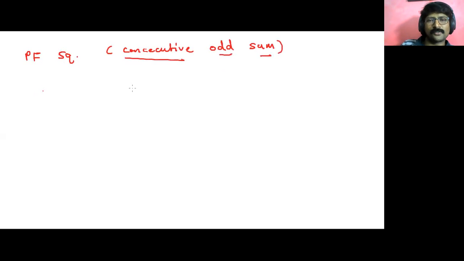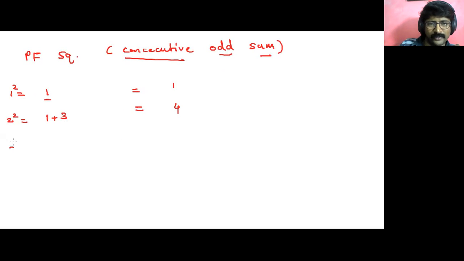Simple. One is like only one number, so 1. After this, what is the next odd number after one? Obviously 3. So 1 plus 3 becomes 4. So that's 2 square, because this is 1 square. 2 square. Are you getting the relation?